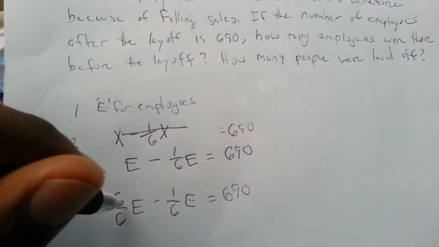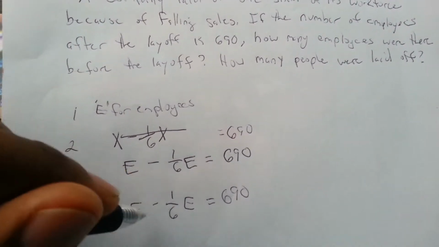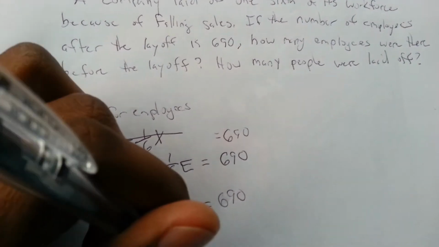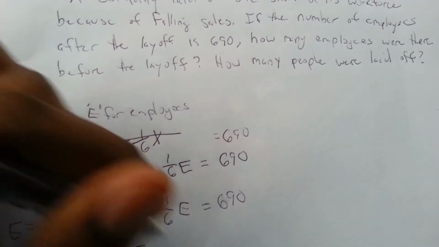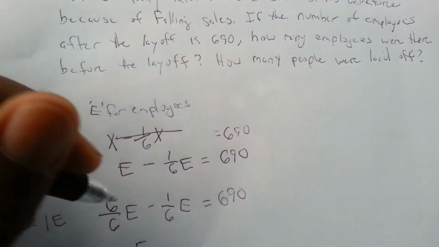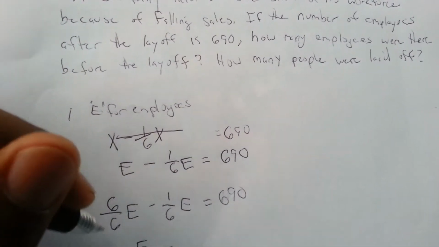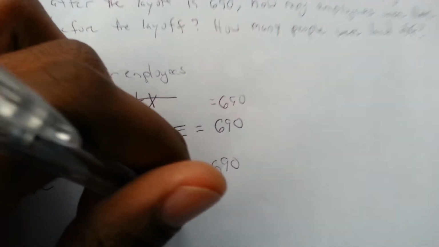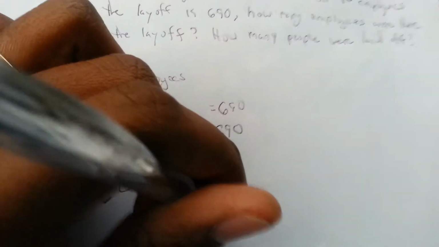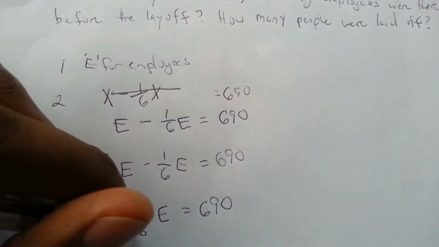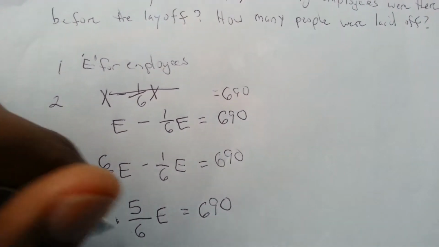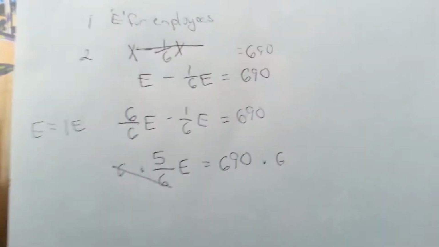To solve this, we take 1/6E away from 6/6E, and we're left with 5/6E. When you're subtracting fractions, all you do is subtract the coefficients, the 6/6 and the 1/6, and you come up with 5/6E equals 690. Then you multiply each side by 6 to get rid of the denominator. You do one side, you have to do the other side.